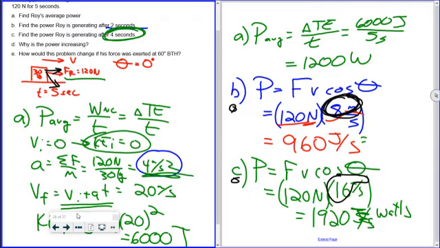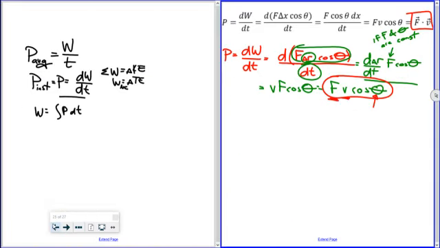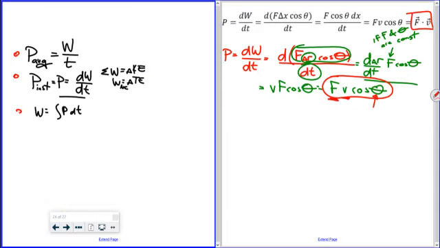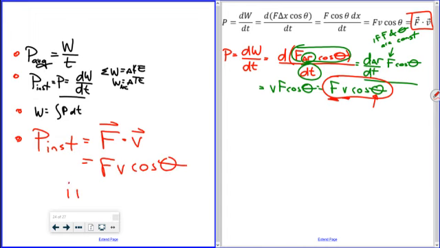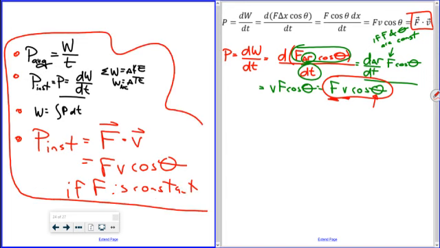So let's recap. A minute ago, this was our recap, right? The final thing that we learned today is that you can also calculate your instantaneous power by taking the dot product of your force and velocity, which for us is usually just going to be F V cosine theta if F is constant. All right? So these are the 4 things that you should have learned in this video, with a little reminder of that. All right? Cool.